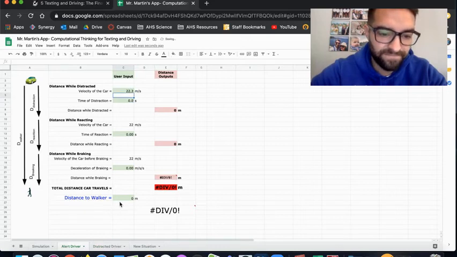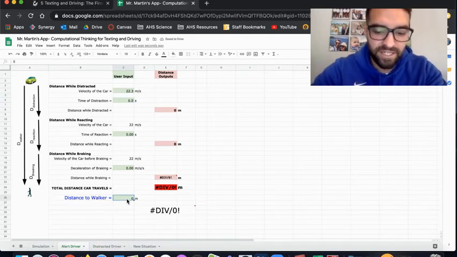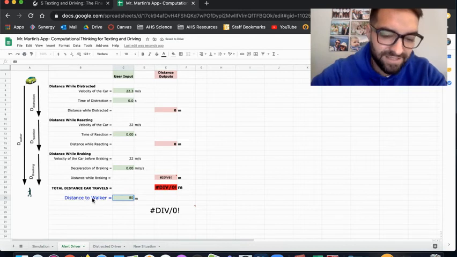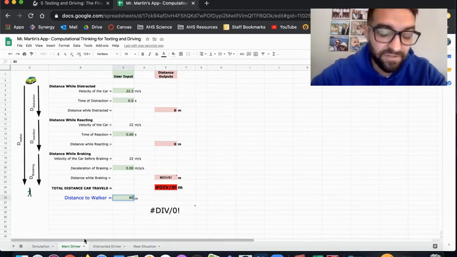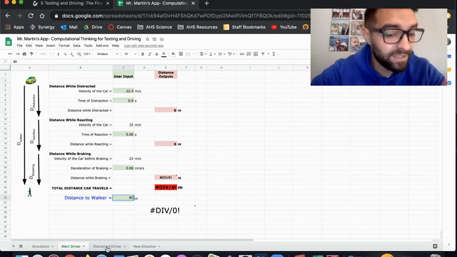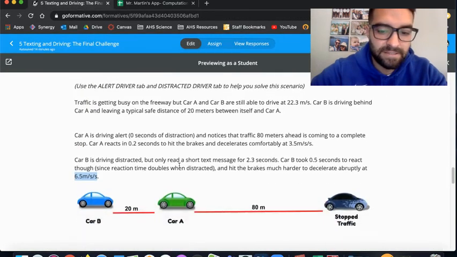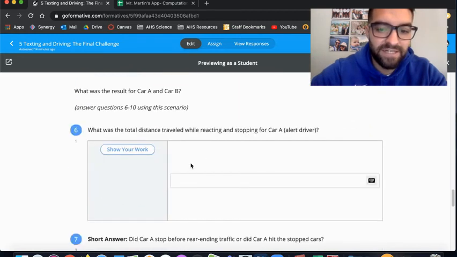But don't forget as well to input the distance. We've used it as distance to walker. In this scenario, it's distance before the stopped vehicle. Okay, so that would be 80 meters for the alert driver. And again, it may not be the same number for the distracted driver, so you've got to figure that out. Okay, and then you can answer this.